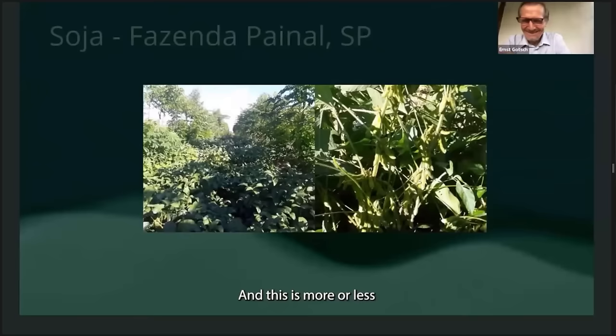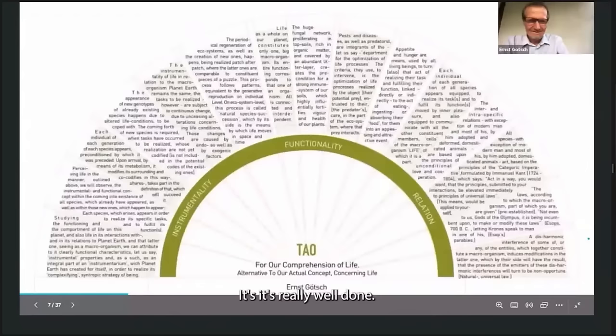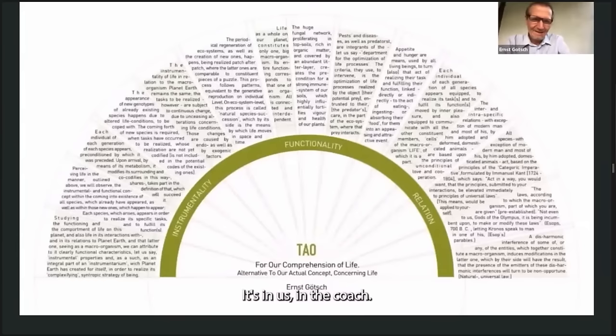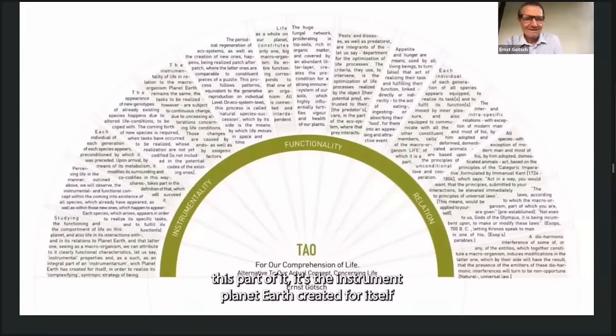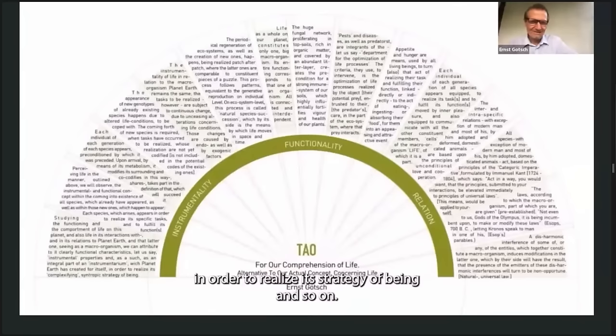Yeah, this is more or less a presentation of myself. This is a tau. I will not explain it here. You can read it. It's an agenda, a coach. It tries to put together, organized, 15 principles for the comprehension of life. It's very much different from our usual comprehension. But if you look at it, we are close to coming to it, seeing that our planet is one big macroorganism, and life is one macroorganism on our planet. All species, life on the planet, are part of the instrument planet Earth created for itself in order to realize its strategy of being, and so on.